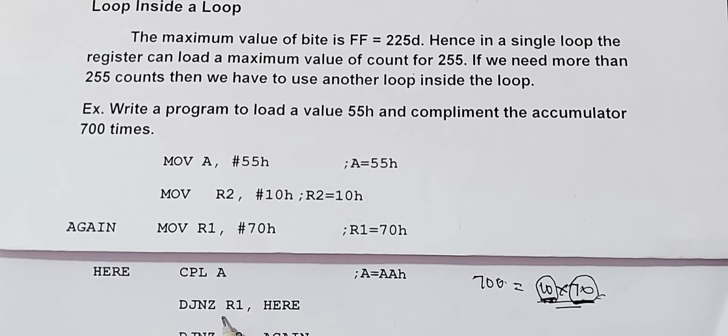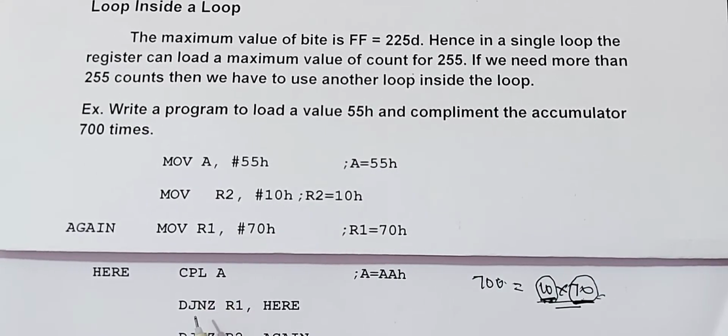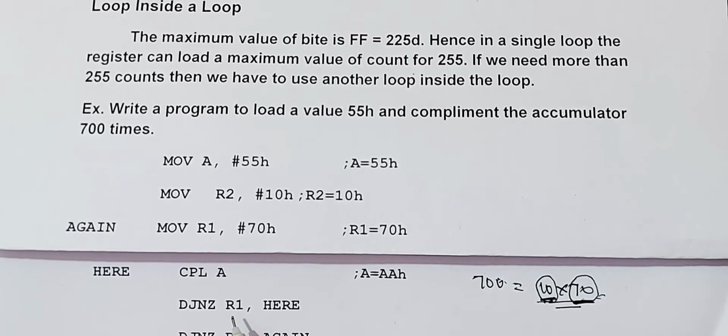Again it goes to DJNZ. It checks whether R1 is 0 or not. If it is not 0, it jumps to complement again. First it will decrease. 69 goes to 68. It is not 0. Again it goes to here. It complements. And the process continues until R1 becomes 0. When R1 becomes 0, the process of 70 times is closed, and the microcontroller will jump to the next instruction.